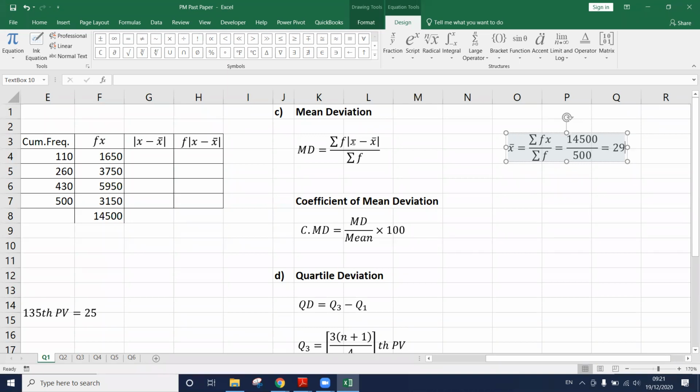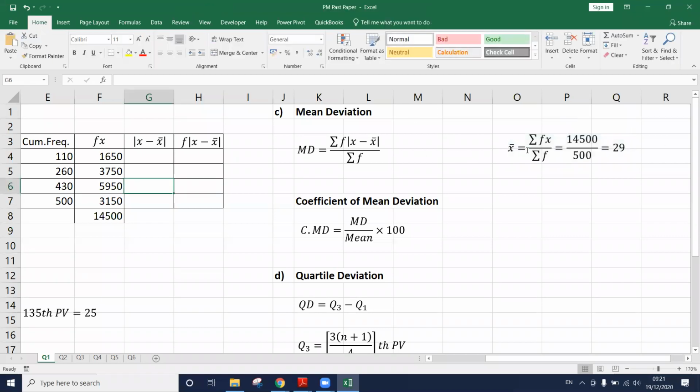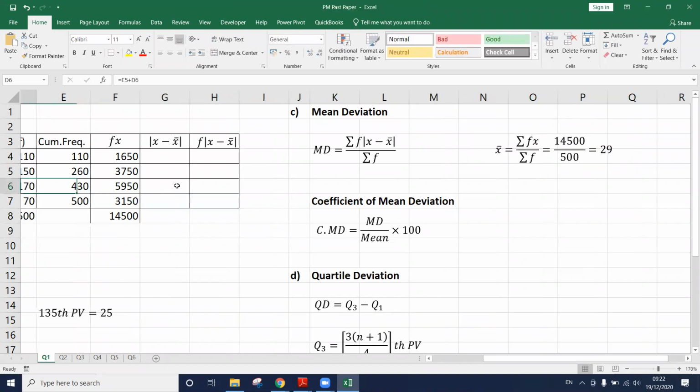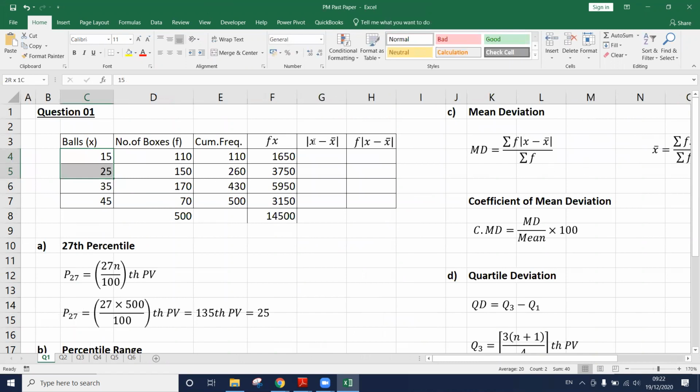Now, from x, we need to deduct this value. Right? From x, we need to deduct the x bar value. These are the x values. From these x values we deduct the x bar, and what do we need to consider here? Absolute values. Right? Again, this is the x value, 15. From 15, we need to deduct 29, which is our x bar value. x minus x bar, 15 minus 29, so here we get minus 14.